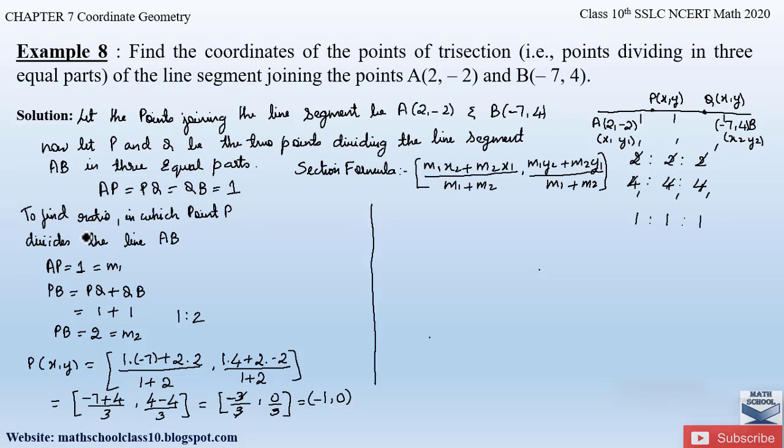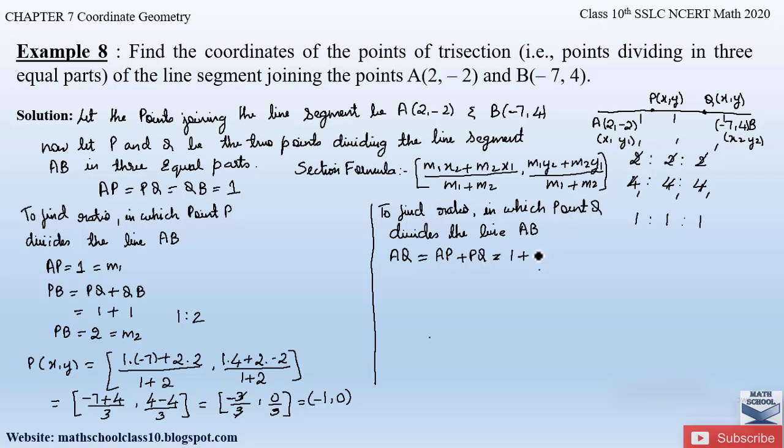Now similarly, let us find out the ratio in which the point Q divides the line segment AB, right? To find the ratio in which point Q divides the line AB, since the point Q divides the line AB, we have to find out the distance AQ to know the ratio m1. So what will be AQ? It is AP plus PQ. So AP value we had assumed initially to be 1 plus PQ value is also 1. So AQ value will be equal to 2, and that is nothing but m1 ratio, since this point divides the line AB in m1 is to m2 ratio.